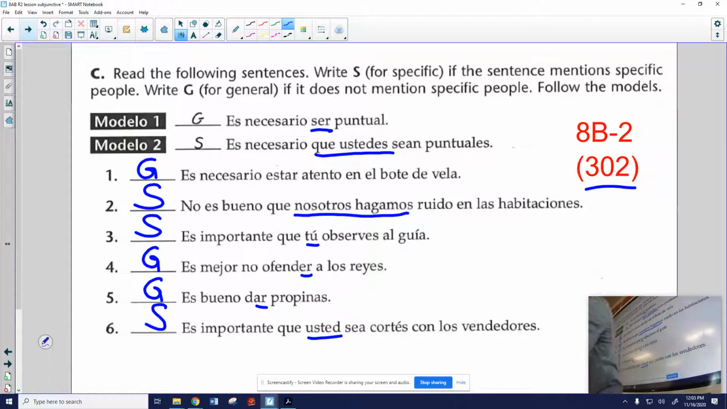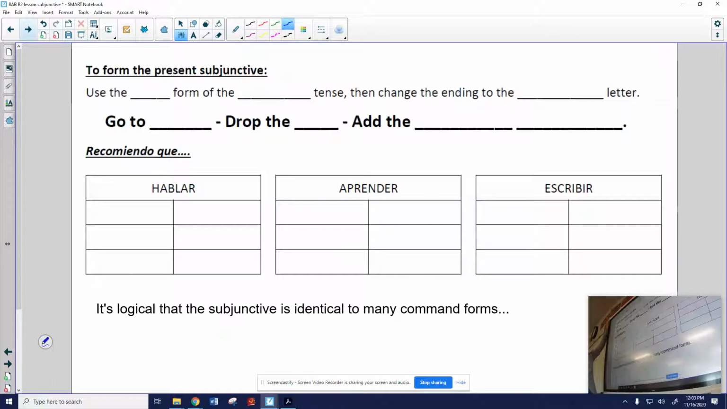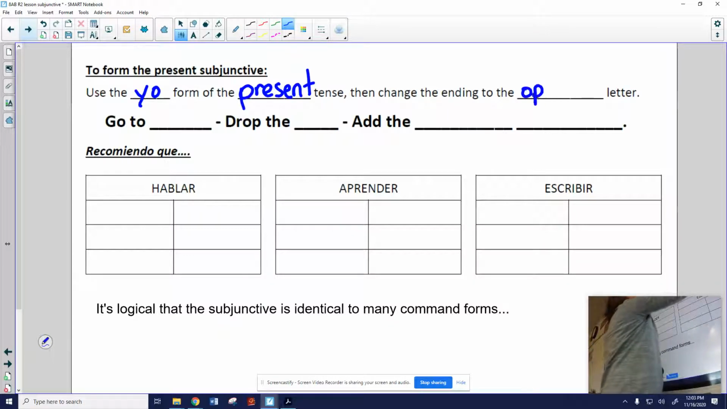Pues, now that we know when to use the subjunctive, we have to know how we use the subjunctive. How do we form this new mood that we're learning today? And the good news is it's pretty similar to something you've already learned. We learned about forming commands, usted commands, ustedes commands. The subjunctive works really similarly. So to form the present subjunctive, use the yo form of the present tense in the indicative. The present tense you learned in Spanish 1, and then change the ending to the opposite letter.